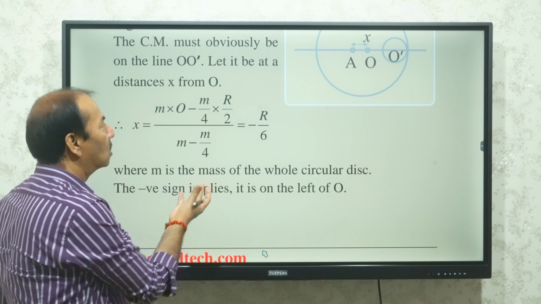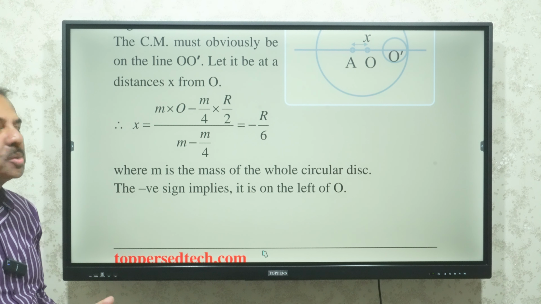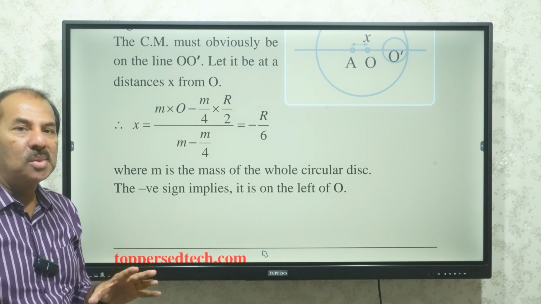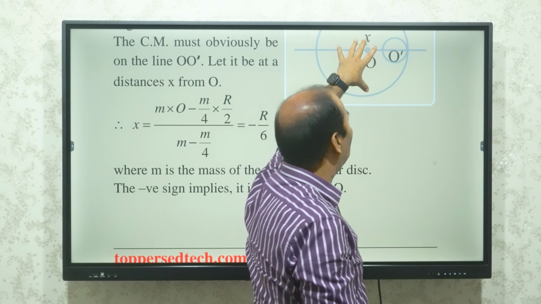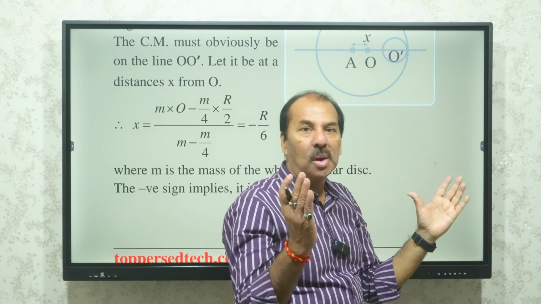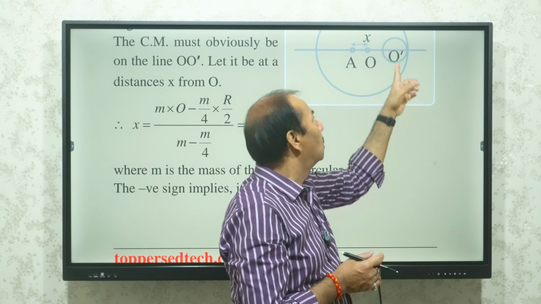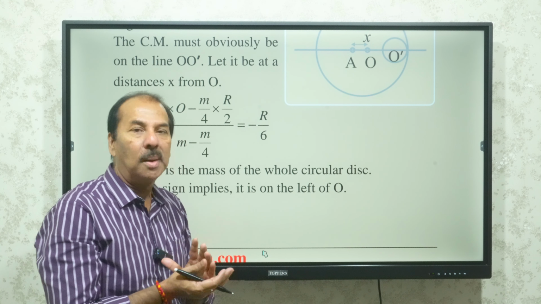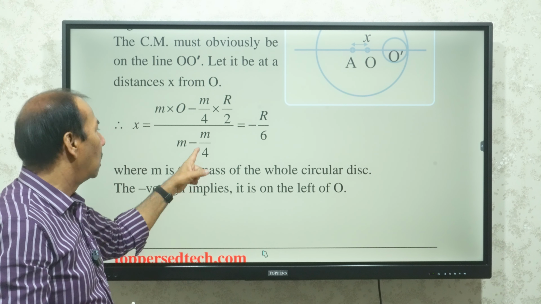So here what concept have we used? It is as usual m1 x1 plus m2 x2 upon m1 plus m2. The only thing is this mass is not part of this, it is not a combination of two masses. This part is the removal of this, and that's why instead of m1 plus m2 we have considered m1 minus m2.